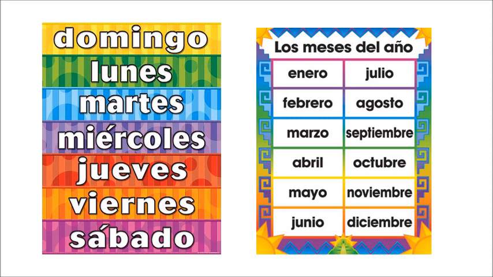The months of the year: January is enero, February is febrero, March is marzo, April is abril, May is mayo, June is junio, July is julio, August is agosto, September is septiembre, October is octubre, November is noviembre, and December is diciembre. Again, it's just something you need to practice so that it becomes second nature.